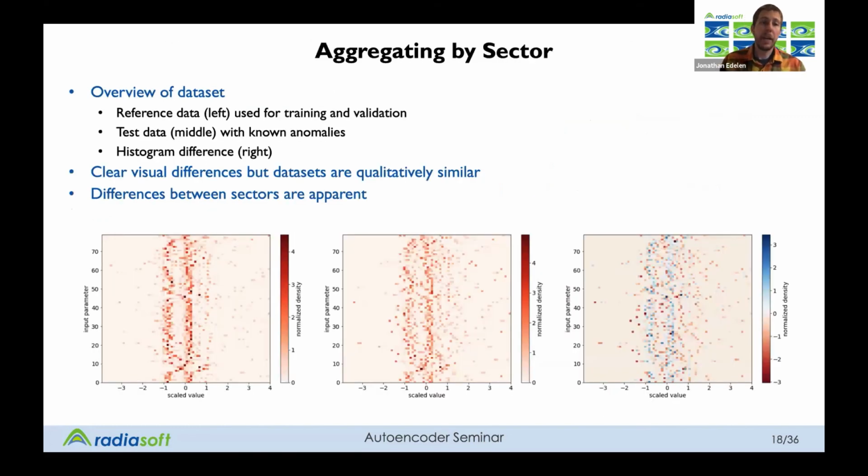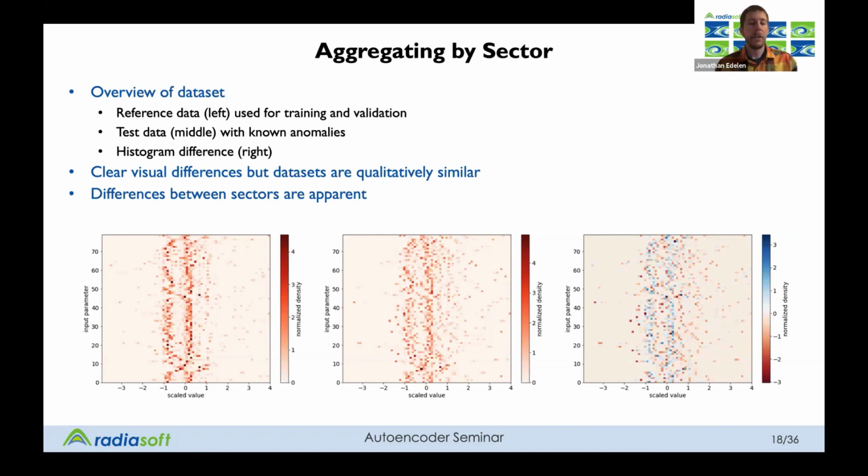So when we aggregate by sector, this is just an overview of the data set. These plots are a little bit challenging to look at without any context, or even with some context, it's hard to know what really is going on here. What I'm looking for is trying to understand how different the test data is from the training data set. For the autoencoders, we want to train on known good data and then test on unknown data. And the question is, how far away is the unknown data from the known data?